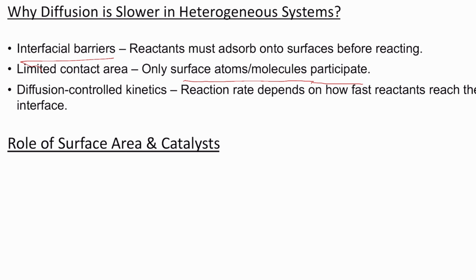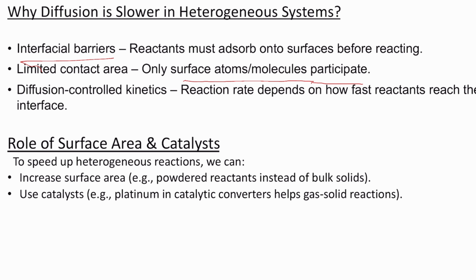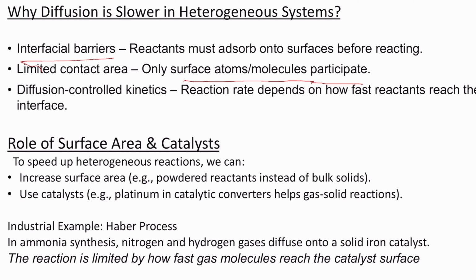Now, role of surface area and catalyst. To speed up heterogeneous reactions, we can either increase surface area or use a catalyst. For example, to increase surface area, use powder reactants instead of bulk solids, or in case of using a catalyst, using platinum in catalytic converters helps gas solid reactions. An industrial example of a heterogeneous system is the Haber process. In ammonia synthesis, nitrogen and hydrogen gas diffuse onto a solid iron catalyst. The reaction occurring is N2 plus 3H2 gives 2NH3. The reaction is limited by how fast gas molecules reach the catalyst surface, which is the iron surface.